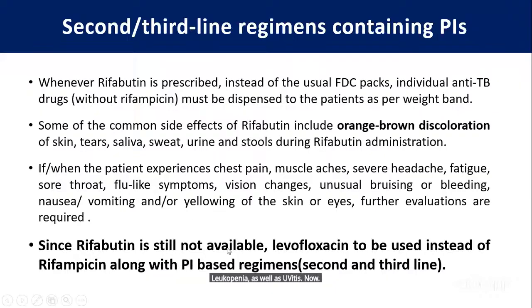Now, the last bullet is, since rifabutin is still not available, levofloxacin is to be used in place of rifampicin. So the TB treatment has to be altered when PI-based regimens are used in the second or third line. So this is something that we need to know, a little bit of challenge that we face, and we need to coordinate with the NTEP.